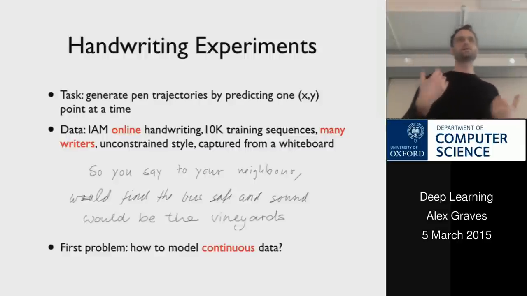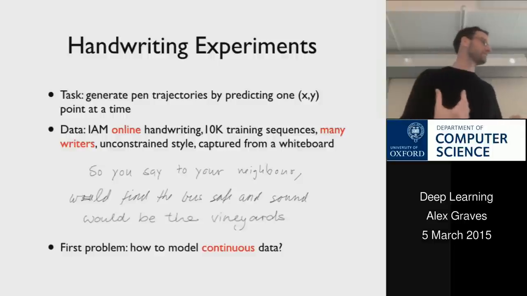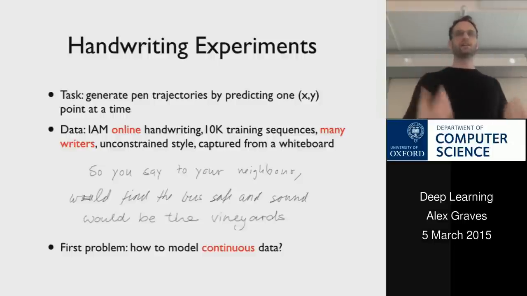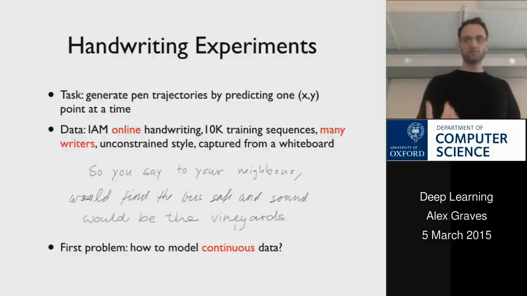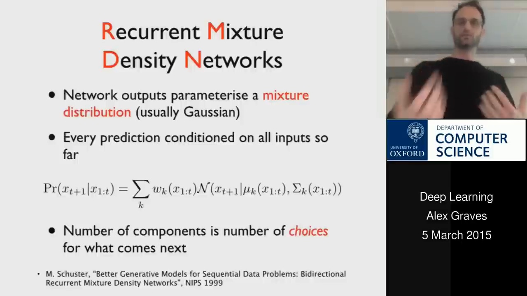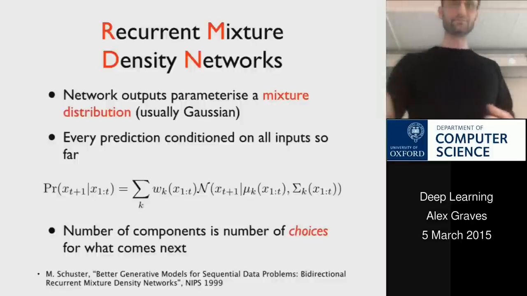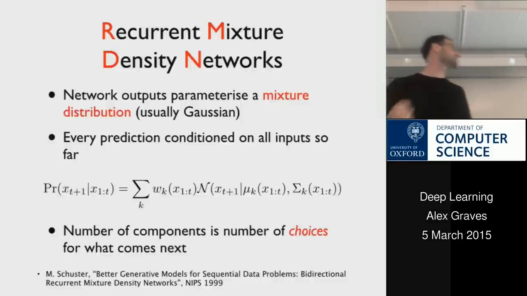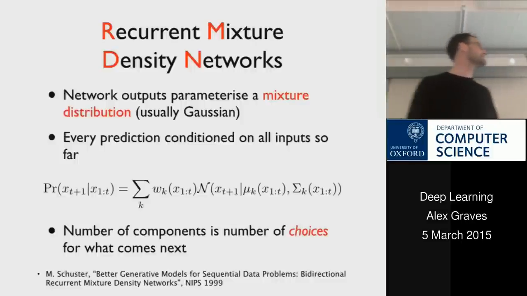Like I already mentioned, the simplest variant of this predictive model just has a softmax layer at the output. It's designed for discrete data. So the question is, what can I do to replace this softmax layer with another predictive model that will work for continuous data? The solution that I chose was to use what are known as recurrent mixture density networks, which is kind of a fancy name.